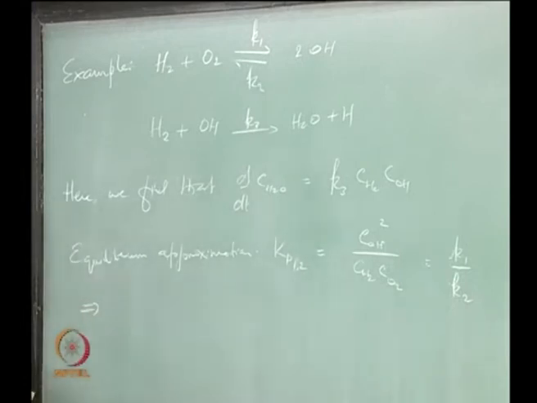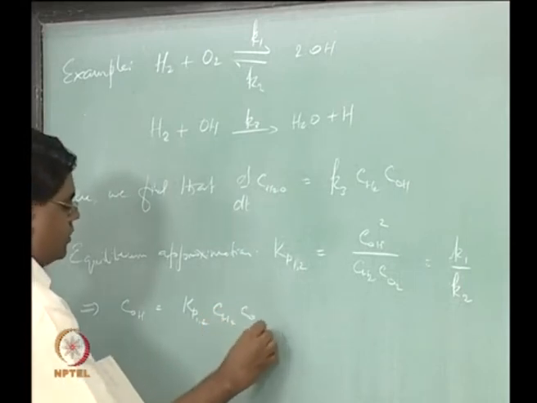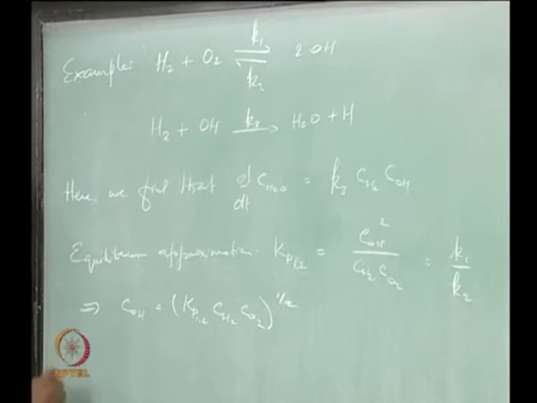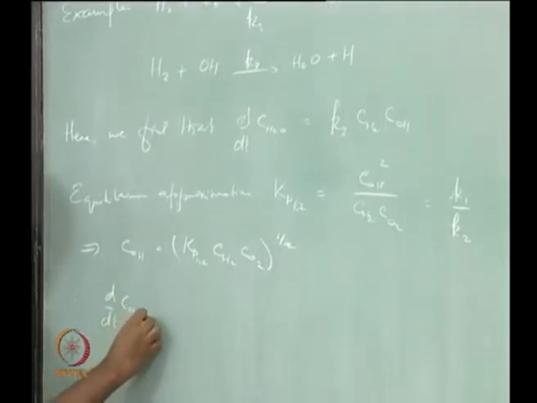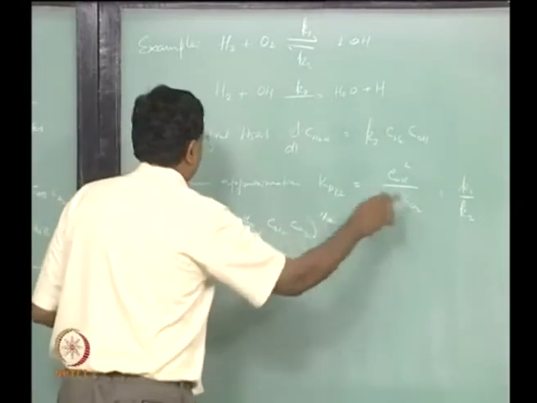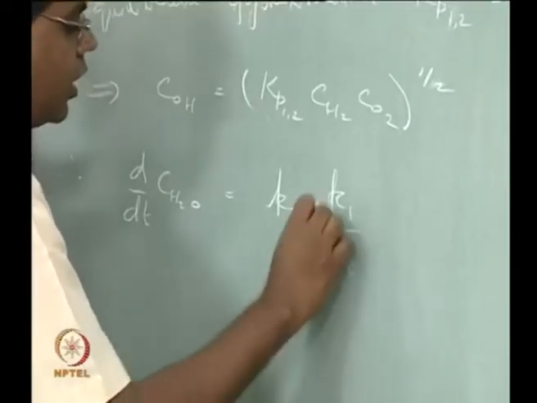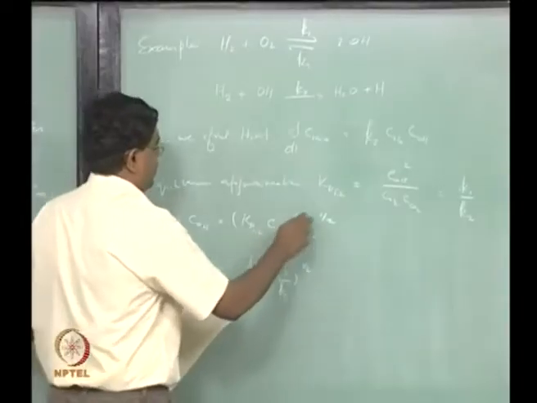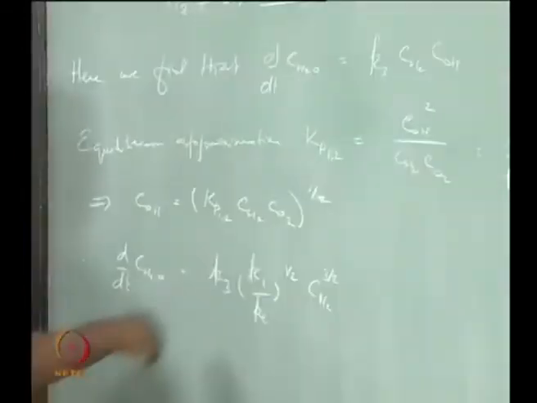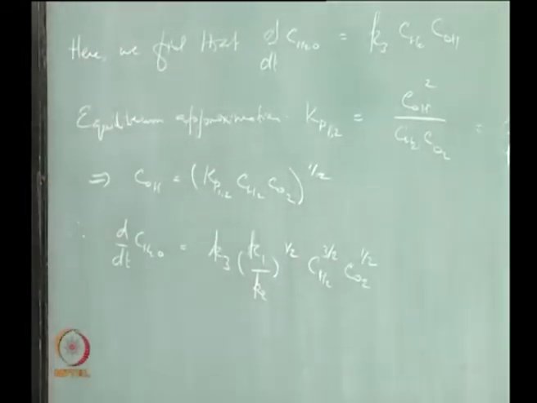So COH then is Kp1,2 CH2 CO2 to the ½ is what we have, and therefore the d CH2O by dt is K3. Let's now get rid of Kp1,2, use K1 and K2 because they are given information in the reaction scheme, and you can say this is K1 divided by K2 to the ½. CH2 to the ½ goes with CH2 there, and so it's like CH2 to the 3/2, and CO2 to the ½ remains. So you have CO2 to the ½, right?